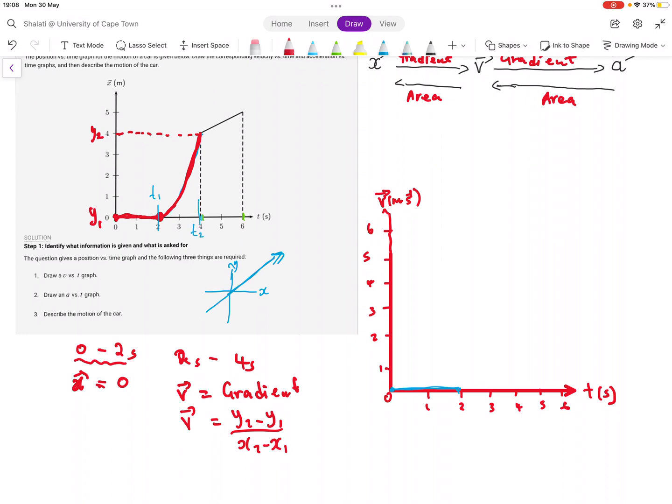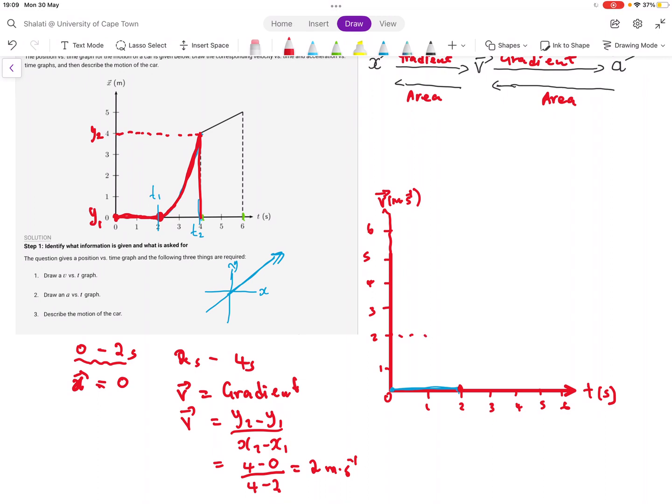So I can just come and substitute here. It means I have y2 minus y1, which is going to be 4 minus 0 over, this is my y2, then it means my x2 is here, which is 4 minus 2. So you can just put that in the calculator. 4 divided by 2 is going to be 2 meters. So that is your velocity. So it means now you know your velocity must increase up to what? 2 meters per second. So it's going to go from 0 up until 2 meters per second.